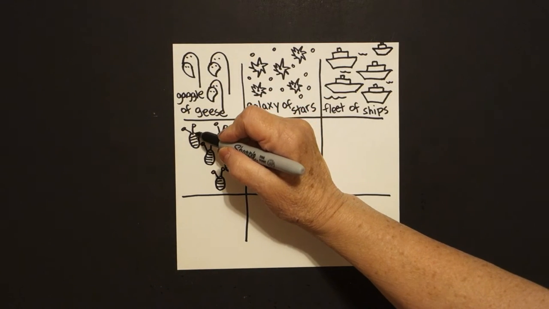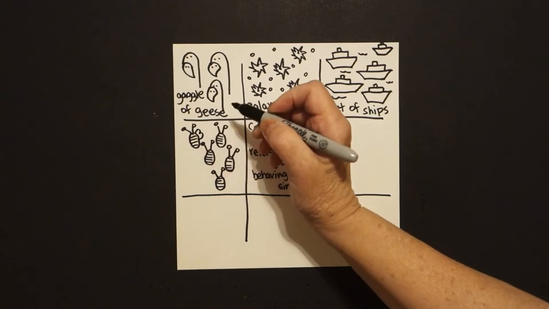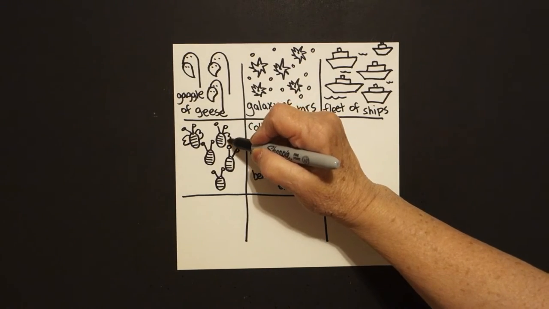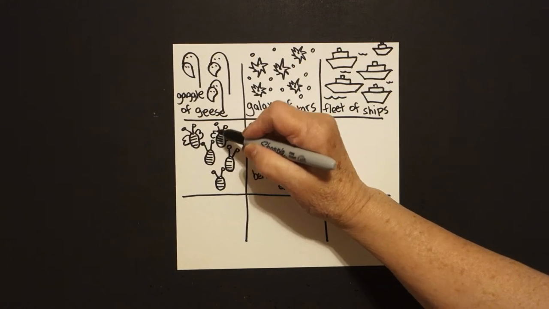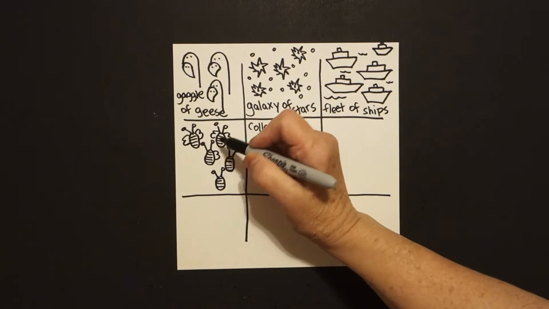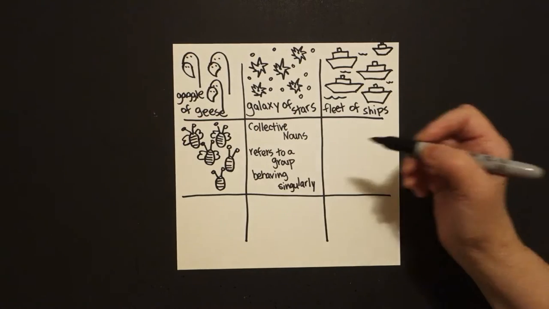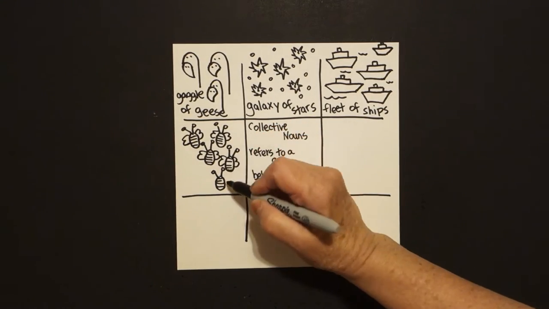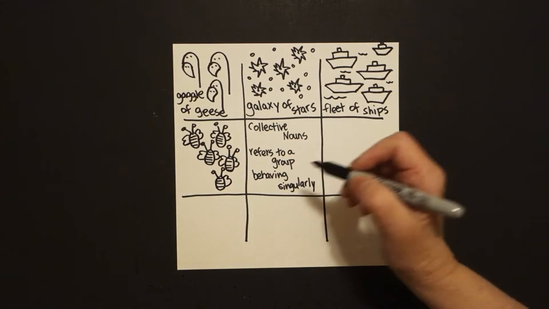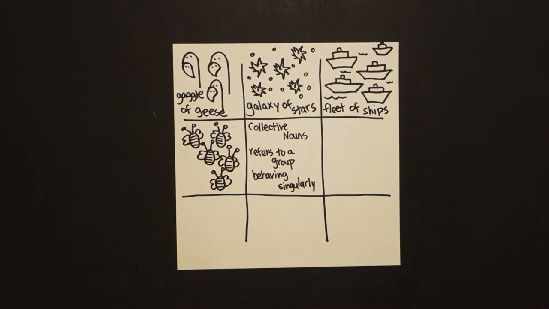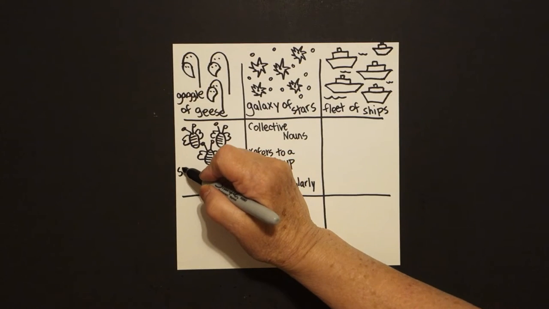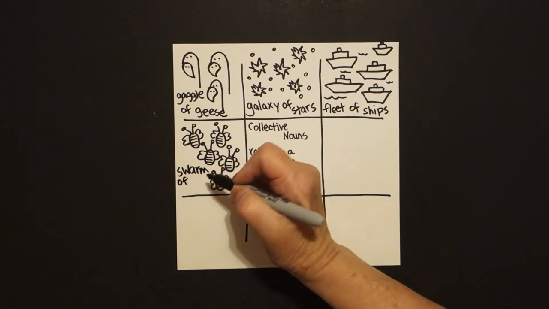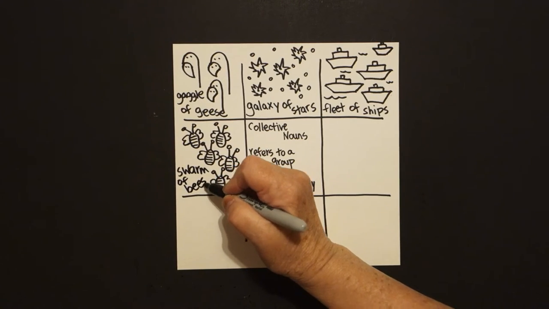Come back up to the first one. Curve line out, in, connect, out, in, connect, out, in, connect. This is a swarm of bees.